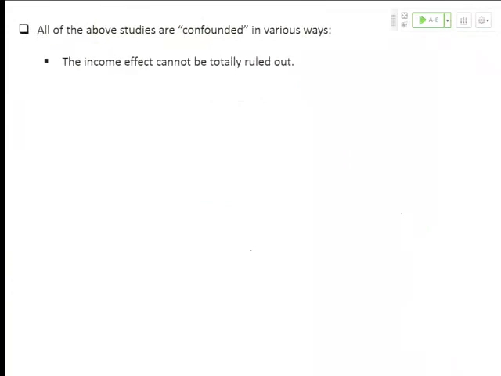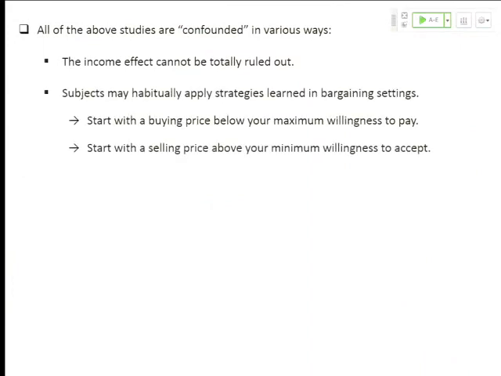First of all, though it's implausible that the income effect explains these results, we haven't actually rigorously ruled it out. Second, it's possible that subjects are just applying a habitual bargaining strategy that they learned in a bargaining setting. If you're a buyer, you start with a buying price that is below your actual maximum willingness to pay. And if you're bargaining as a seller, you state a minimum willingness to accept that is actually above. You start with your first offer as above. So maybe they're just using that as a heuristic.